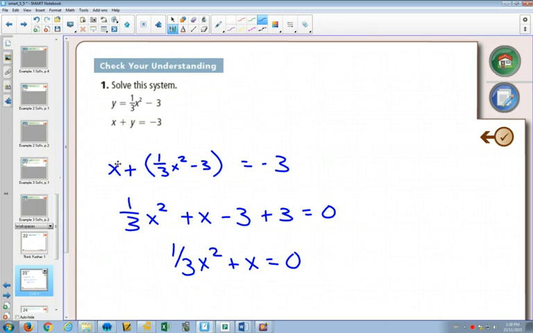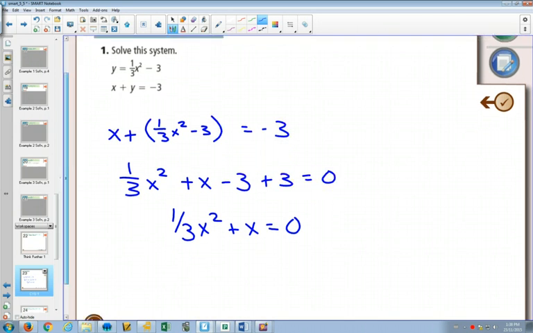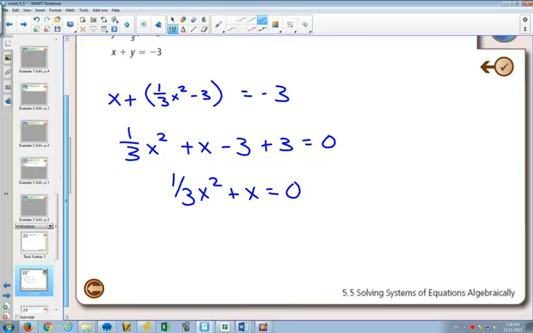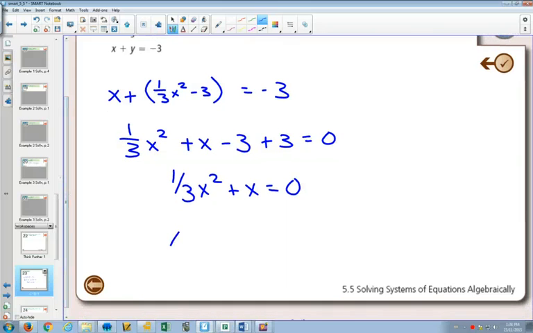All right. At this point, you can factor. There is a common factor of x in both of those. So if you take the x out, you're left with 1/3 x plus 1. Now we've changed it from being adding and subtracting to multiplying.